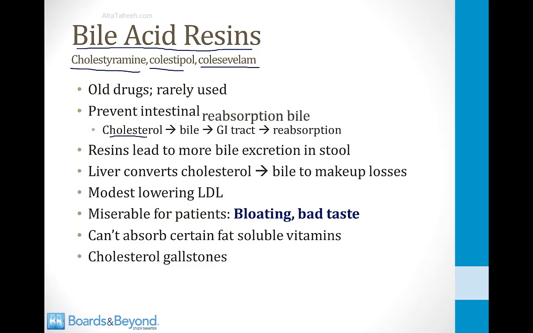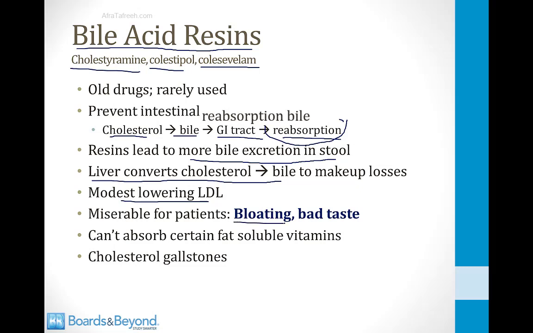So cholesterol is used to synthesize bile, and then bile is secreted into the GI tract, and then it is reabsorbed. These resins lead to more bile excretion in the stool. The bile does not get reabsorbed normally as it should. As a result, the liver converts more cholesterol into bile to make up for the losses, and you get a modest lowering of LDL. The problem is that these drugs are miserable for patients.